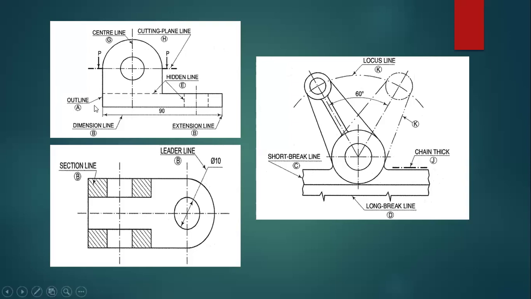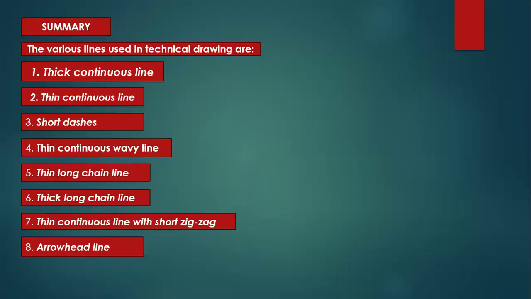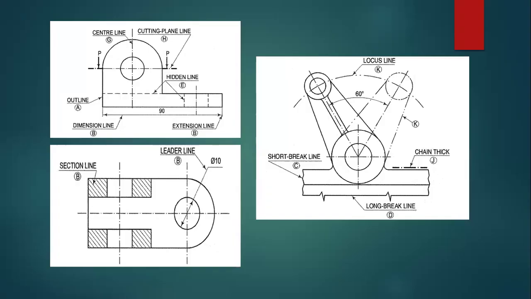The first one is the thick continuous line. As I said, the thick continuous line is used for visible outlines and edges. As you can see in this diagram, here we have the outline. Look at the outline that I'm following here with the cursor. You see that they are made thick. So they are drawn with thick continuous line. That is an outline of an object.